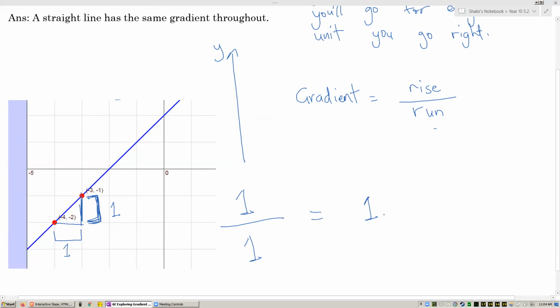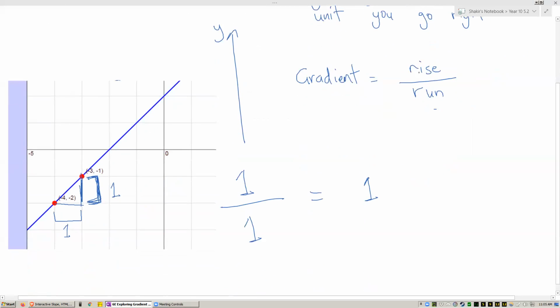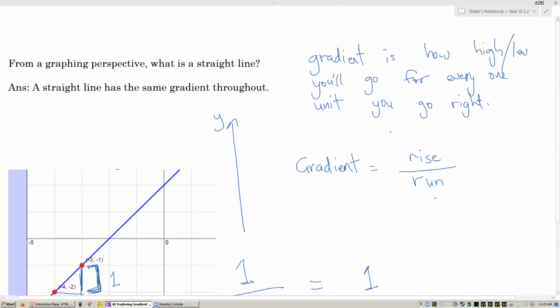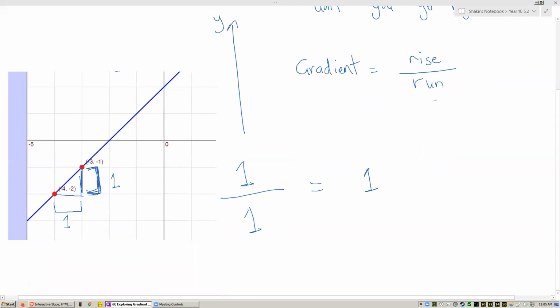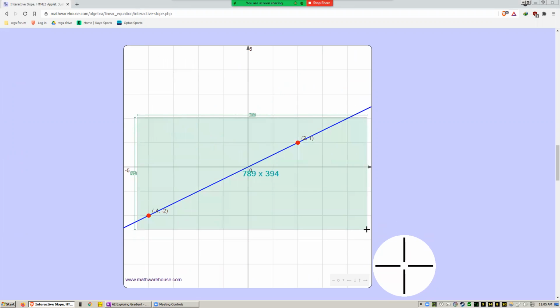Okay, so let me clarify. Earlier, I was saying that gradient is how high or low you'll go every 1 unit you go to the right. And now I'm saying how much you go up and how much you go right without referring to 1 unit to the right. And the idea is you write the gradient as a fraction. For example, what would be the gradient over here? And let's have a look.